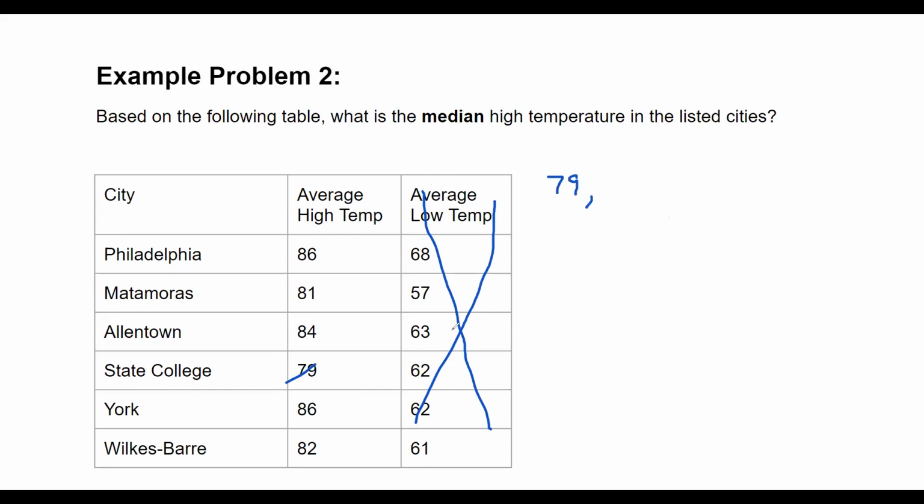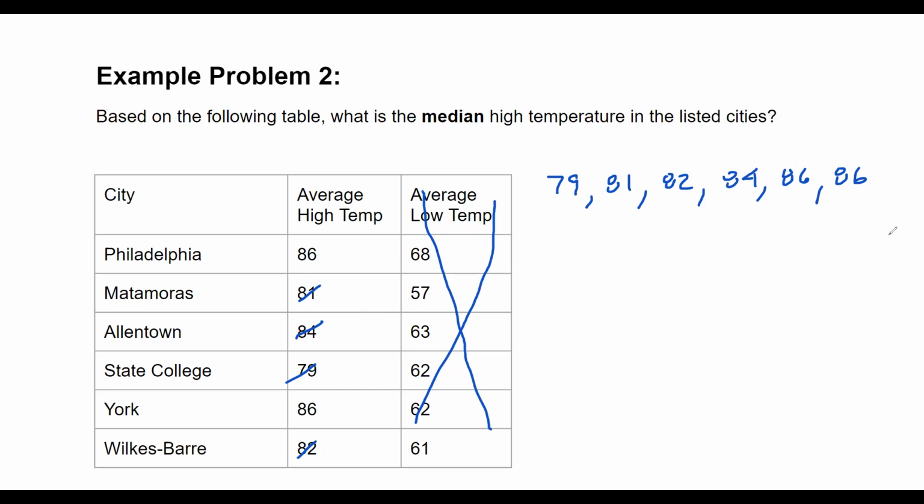What's our next number? I'll use a comma to separate them. It looks like it's 81. Write that down. Next, 82. Crossed that out. Our next one looks like it's 84. And then 86 twice. 86 and 86. Double check to make sure that you have the right number. 1, 2, 3, 4, 5, 6. 1, 2, 3, 4, 5, 6. It looks like we're good.